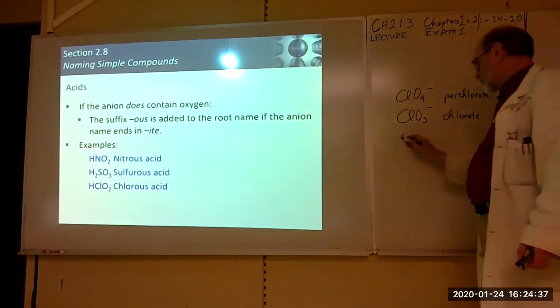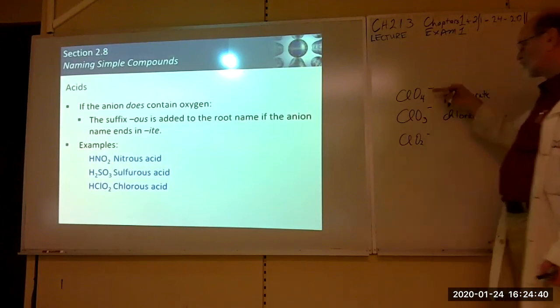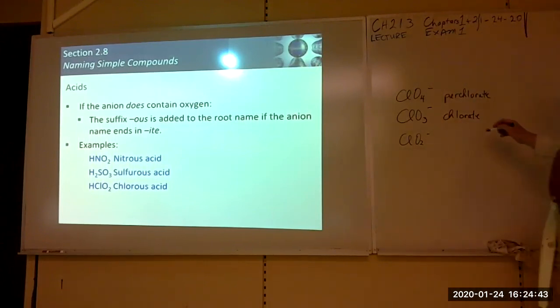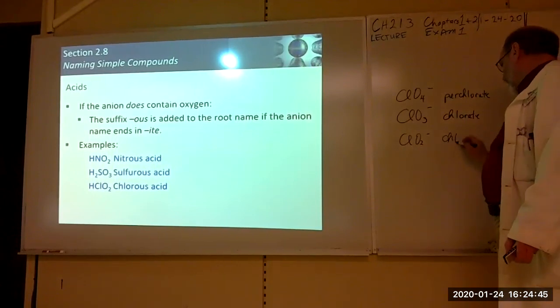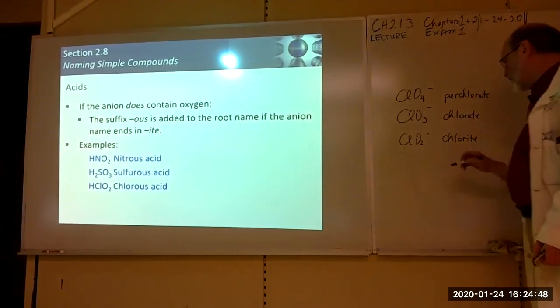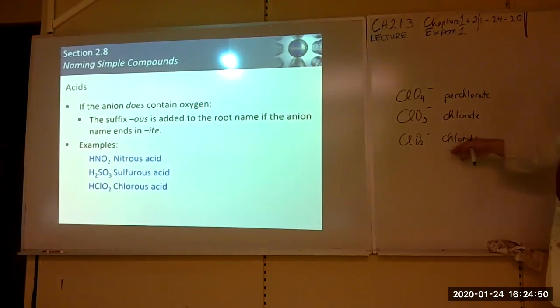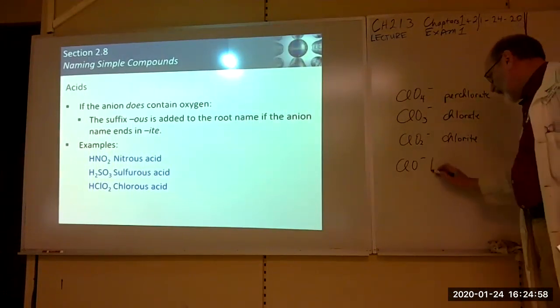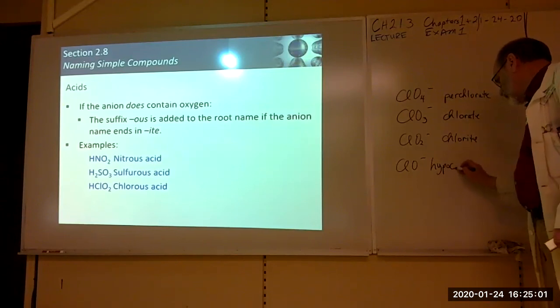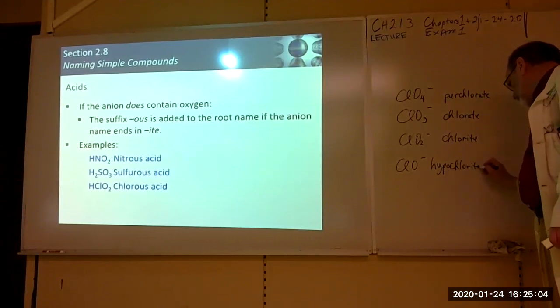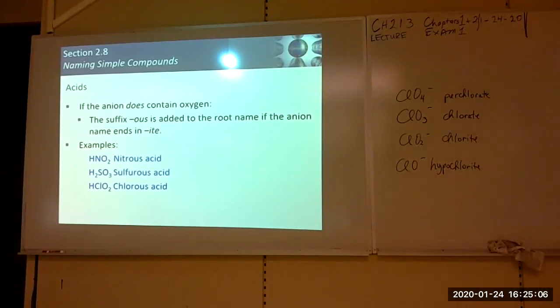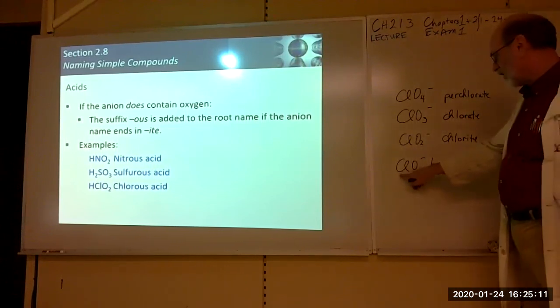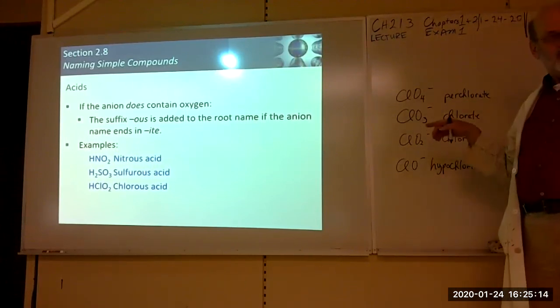You take away an oxygen, notice it's still -1 charge. Then you have chlorite, and the acid that forms from it is chlorous acid. And we go one more. ClO minus is hypochlorite. So it would be hypochlorous acid. So there you have a series of the chlorine, the halogen oxide, to make your acids.